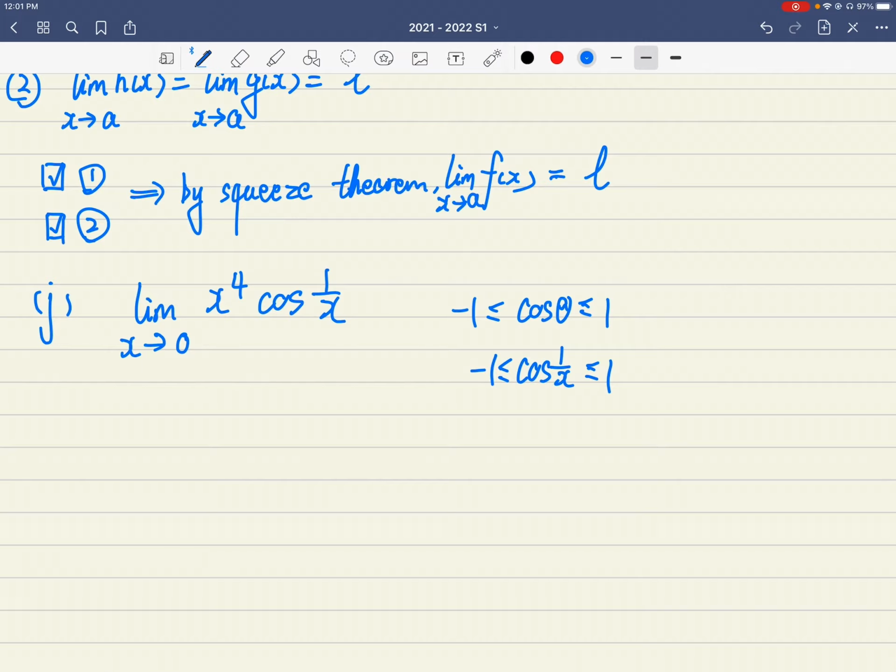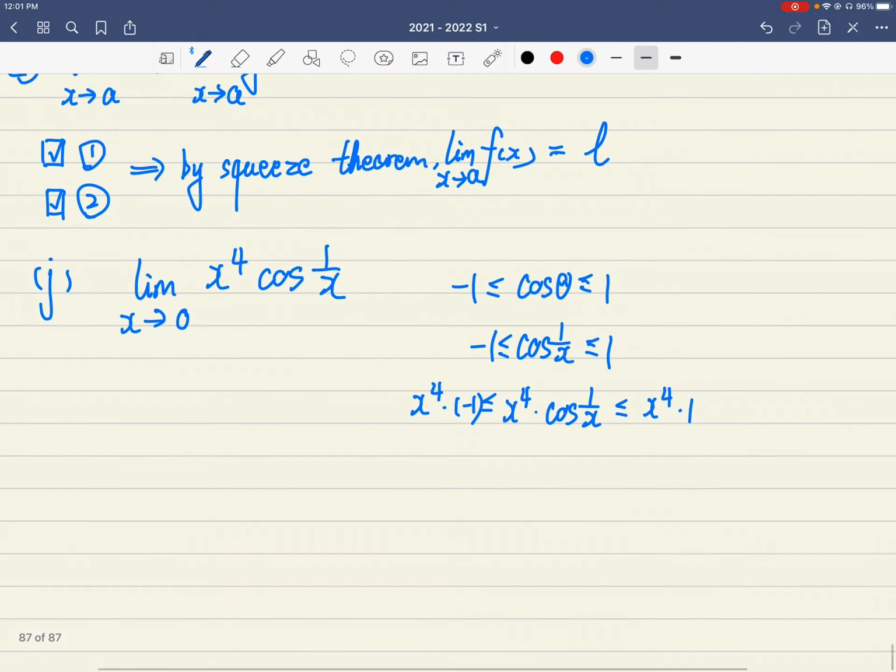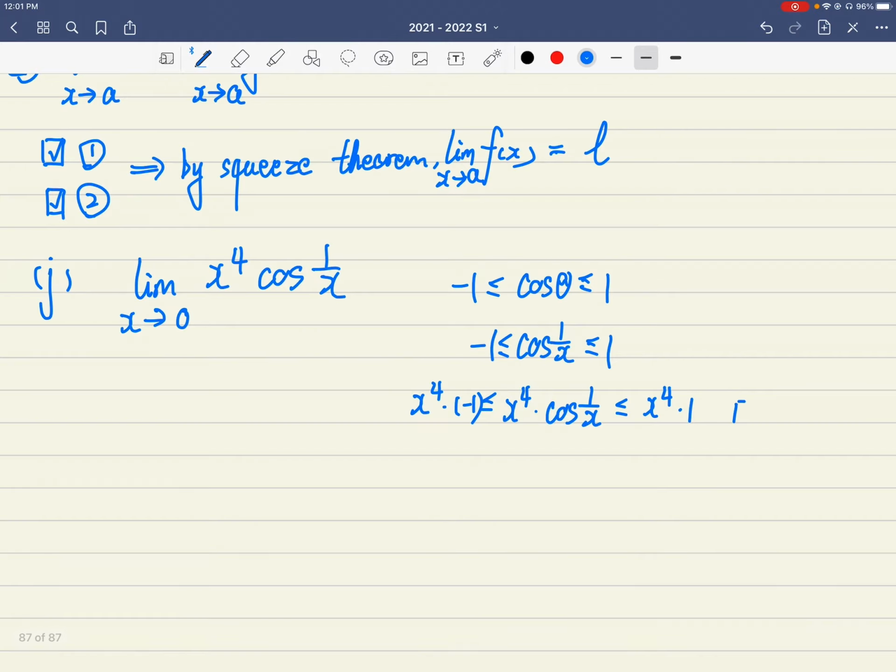Then you multiply cosine of 1 over x with x to the power 4. This x to the power 4 is always a non-negative number, so multiplying by it keeps the inequality: x to the power 4 times 1 is greater or equal to x to the power 4 times cosine 1 over x, which is greater or equal to x to the power 4 times -1. So now this is the first box you need to check for the squeeze theorem: you find a function that's always smaller and a function that's always bigger.